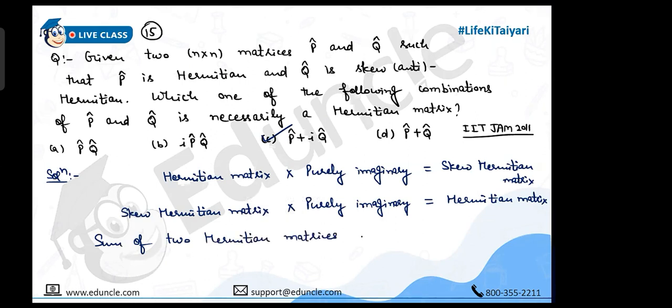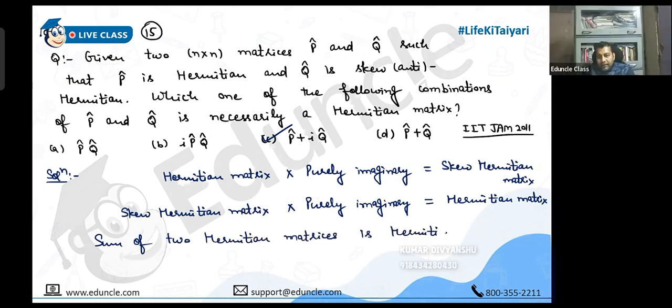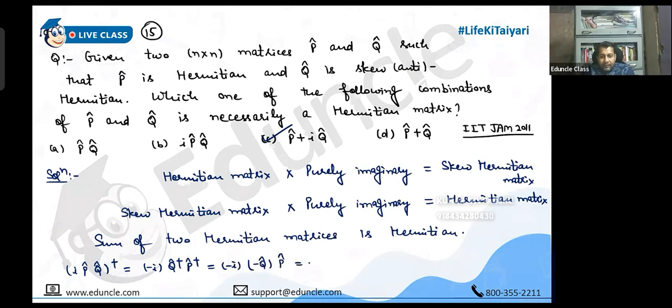Yes, sir. Now lots of students are having confusion regarding option B. If you have any such confusion in the exam, then you can check this iota PQ dagger. So this will be minus iota Q dagger P dagger, and Q is anti-Hermitian, so it will be minus Q. P is Hermitian, so it will be P. So it is iota QP, not iota PQ. So there is a difference between iota PQ and iota QP. So I cannot tell anything about the nature of iota PQ, because the order has changed.